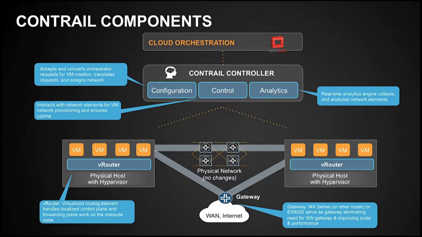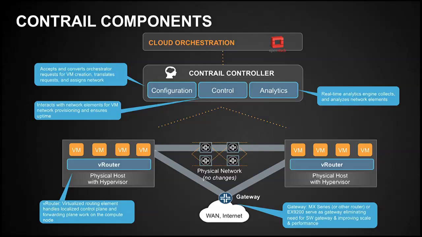Contrail is a network virtualization platform, and fundamental to network virtualization is this idea of being able to give the tenants of the cloud the illusion of having a logically isolated network, isolated from the rest of the tenants. In a private cloud, a tenant is a department. In a public cloud, a tenant is a customer of the cloud. The building block of this network isolation is the concept of a virtual network.